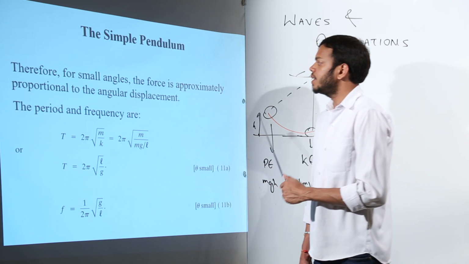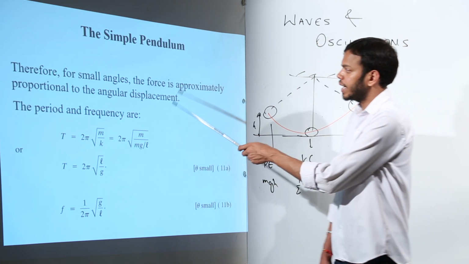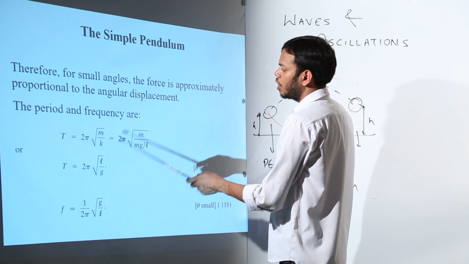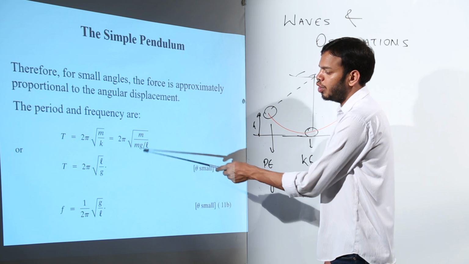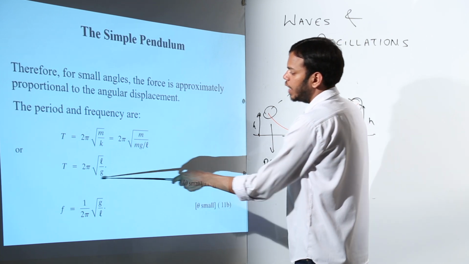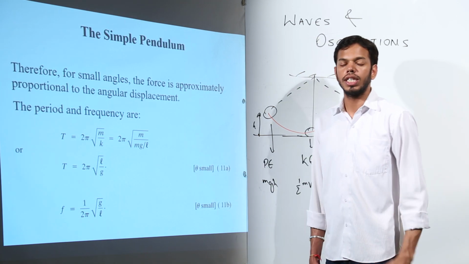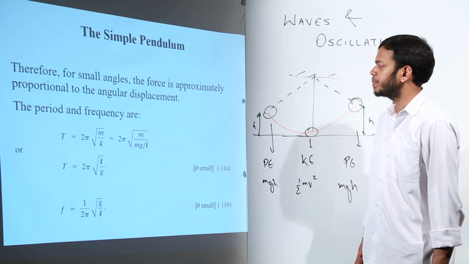For all small angles, the force is approximately proportional to angular displacement. That is why the time period is given by 2 pi under root m upon k. And for k, we have written the value mg upon L. And putting this value, we get the time period 2 pi under root L upon g. This is the derivation which we were talking about a few slides back.